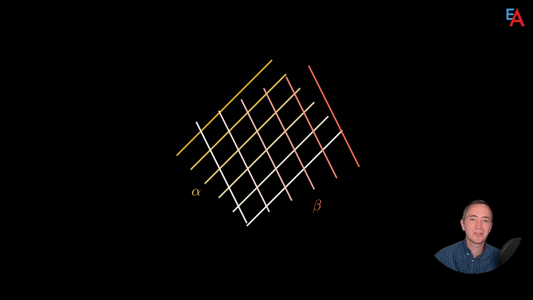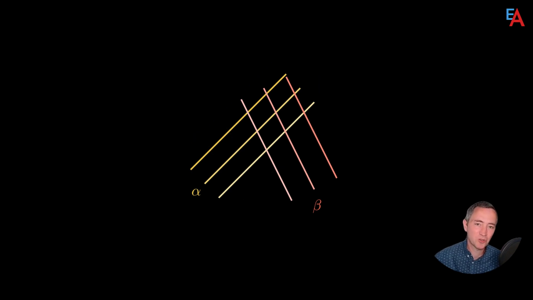For simplicity, let's leave only 3 lines for each form, and let's choose some point, and from this point it will be useful to construct some vectors that will help us in our construction. Let's take vector A that is parallel to lines of form beta and crosses exactly 2 lines of form alpha. It will be useful to take another vector B that is parallel to lines of form alpha and crosses exactly 2 lines of form beta.